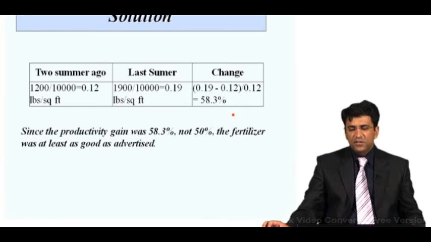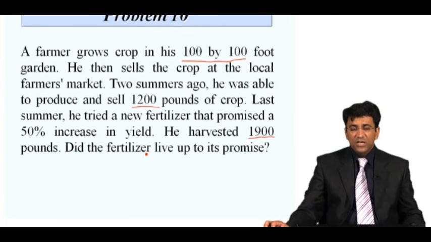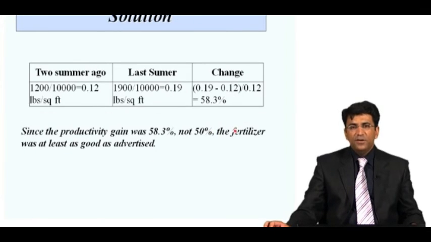So again, we can use the same formula, that is new productivity minus old productivity divided by old productivity multiplied by 100. So it means that a 58.3% improvement is there in productivity. So it means that the productivity gain was 58.3%, not 50%. The fertilizer was at least as good as advertised. So actually he was able to achieve more than what he claims, that is the 50%. So its new productivity has been increased by more than 50%, that is 58.3%.